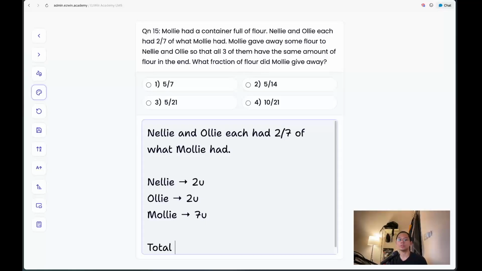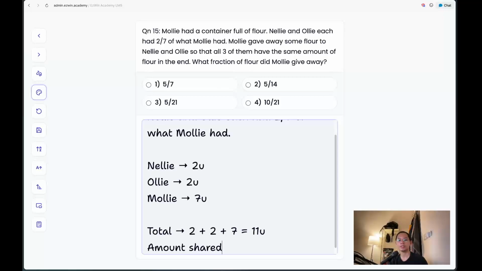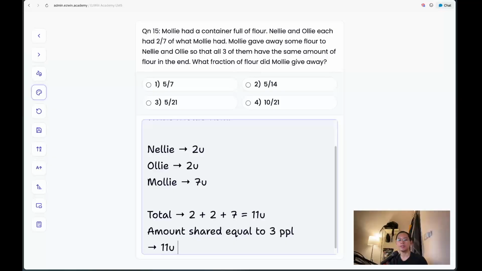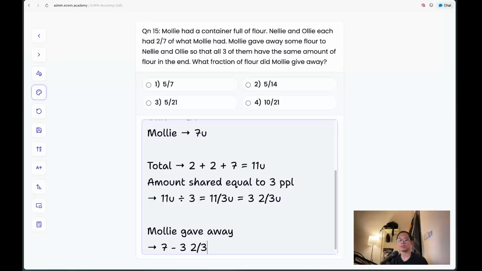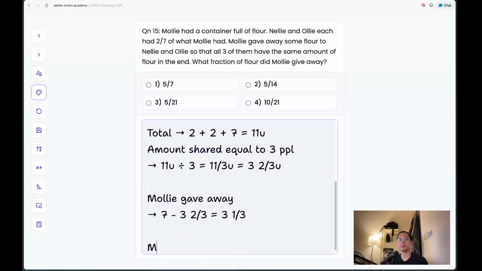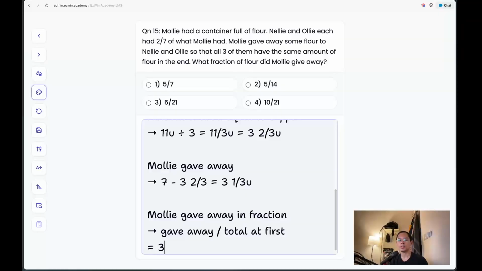So let's give the total. The total will be 2 plus 7 plus 2, which is equal to 11 units. For each amount shared equally among 3 people, it is 11 units divided by 3, which gives us 11/3 units, which is equal to 3 2/3 units. So Molly gave away 7 minus 3 2/3, which will be equal to 3 1/3 units. So Molly gave away, in fraction, the amount given away divided by the total at first, which in this case would then be 3 1/3 units.